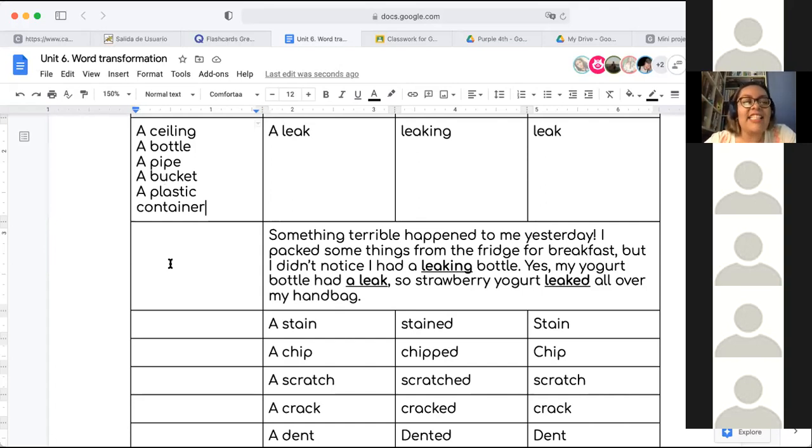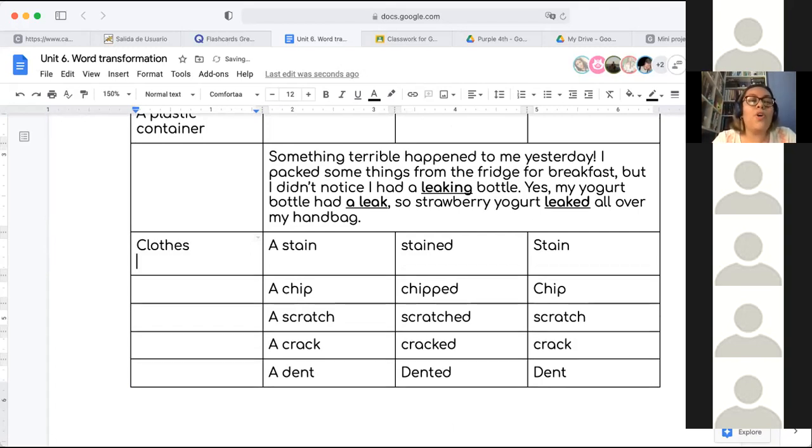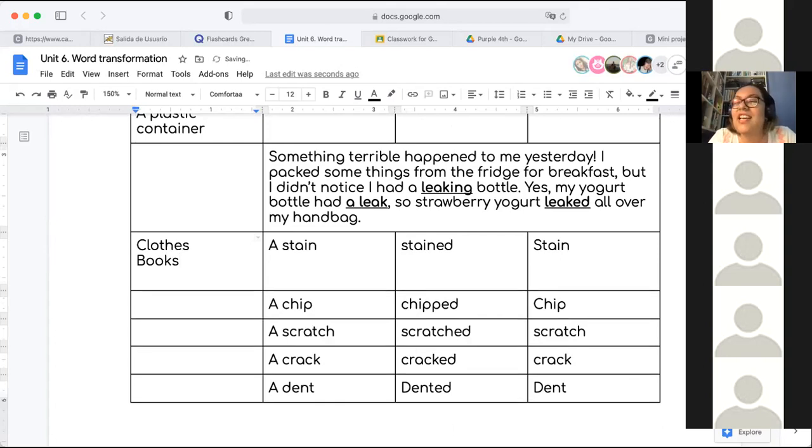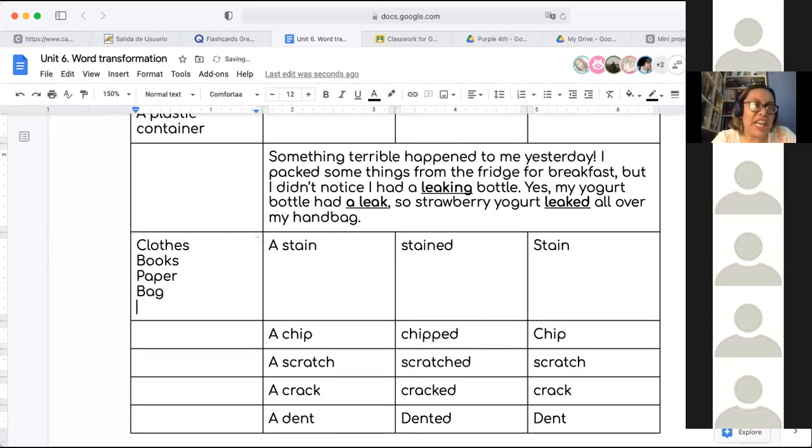Okay, excellent. What about the stain? What could become stained? Clothes. Sorry, what? Clothes. Sofa. Clothes, yes. You know what? Books. Paper. When books are old, they become stained. Sorry, what? Sofa. Paper, yes. A bag. I mean, pretty much anything, I guess. Shoes, yes.